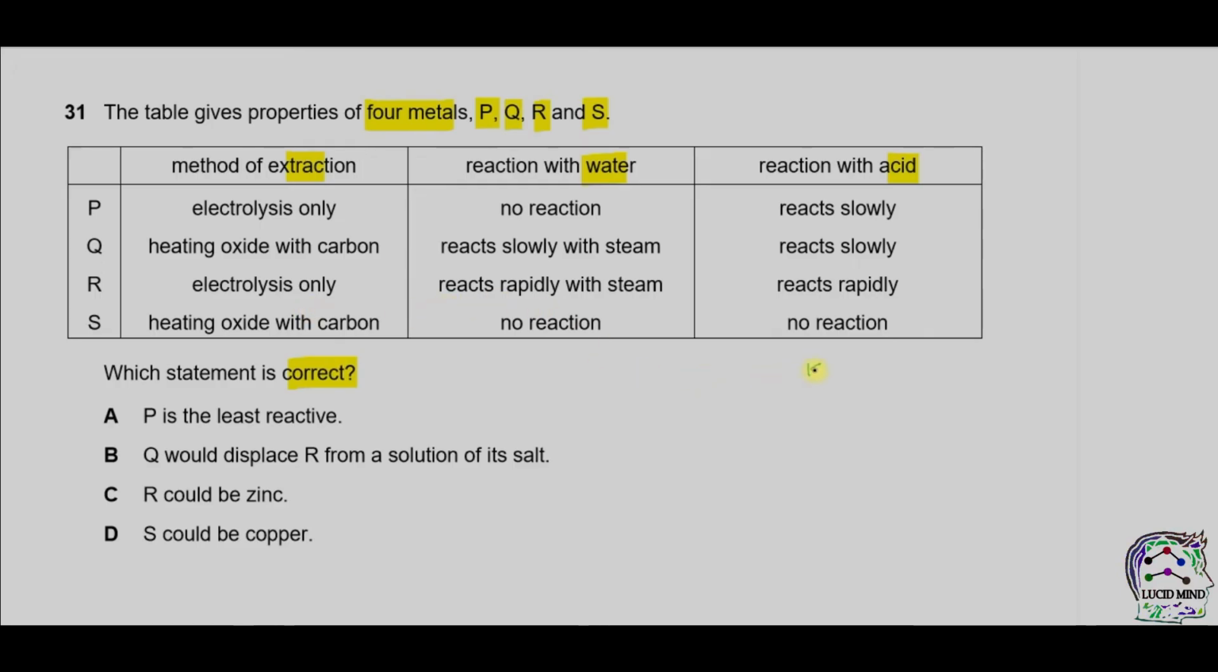To solve this, we can write the reactivity series. We have potassium, sodium, calcium, magnesium, aluminum. Then we have zinc, iron, tin, lead, and then in the last we have copper, silver and gold. Now we can see that as we move down the reactivity decreases.